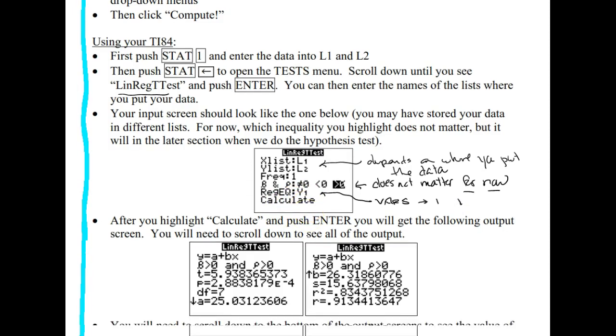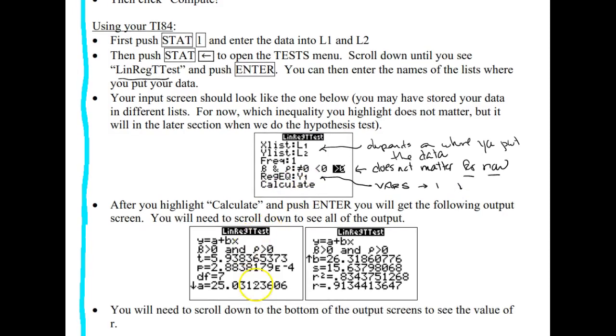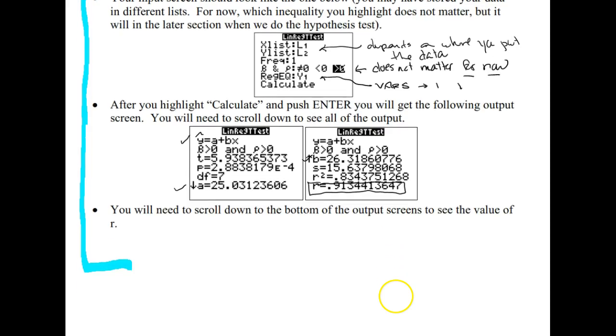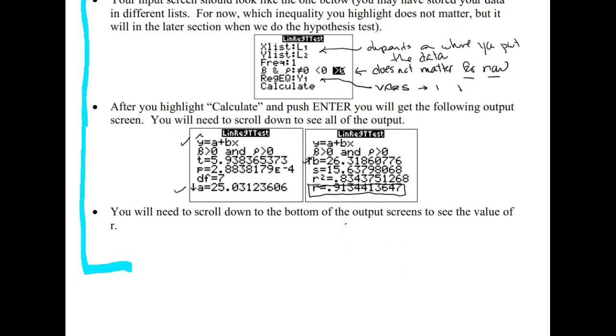And when we hit calculate, we have these 2 screens of output here, of which some of these we have looked at already. So we've looked at the value of a and b to give us that equation, y hat equals a plus bx. And now the one that we are looking for is this value of r. So in this case, on the screen there, r would have been 0.913.